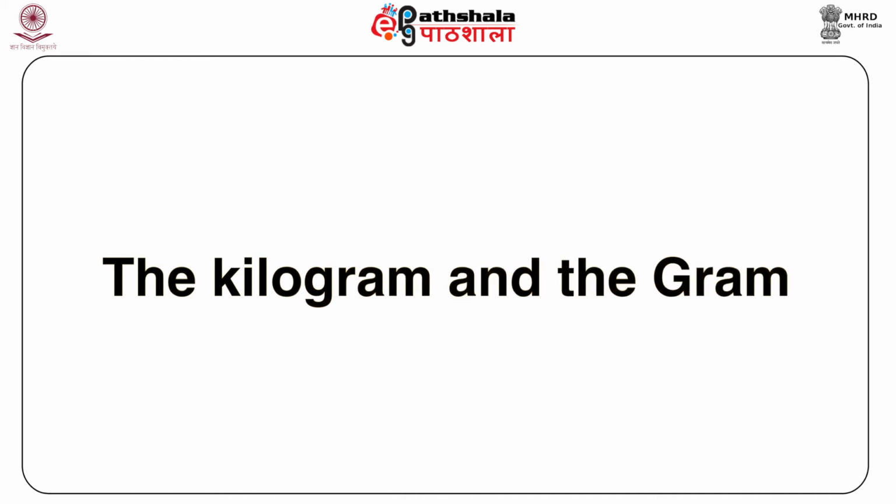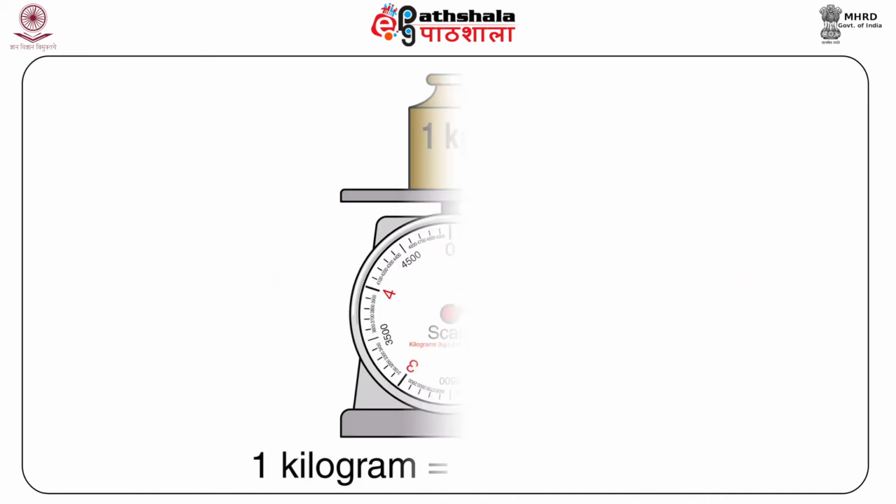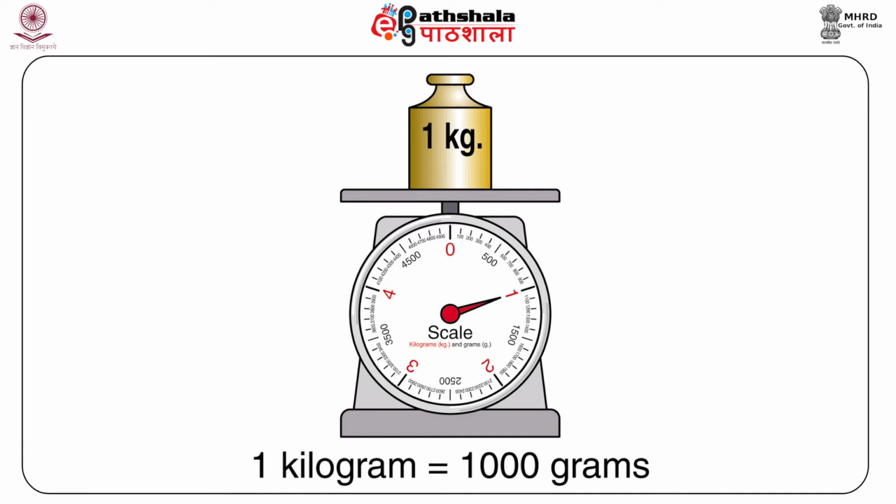Next is the kilogram and the gram. A kilogram is the mass of a particular cylinder made up of platinum iridium alloy. It is known as the International Prototype Kilogram. It is kept at the International Bureau of Weights and Measures in Sèvres, France. It was derived from the mass of a cubic decimeter of water. 1 gram equals 1/1000th of a kilogram.